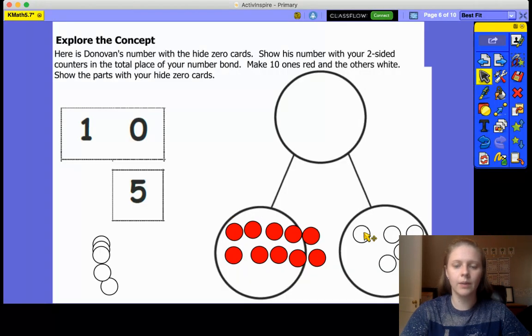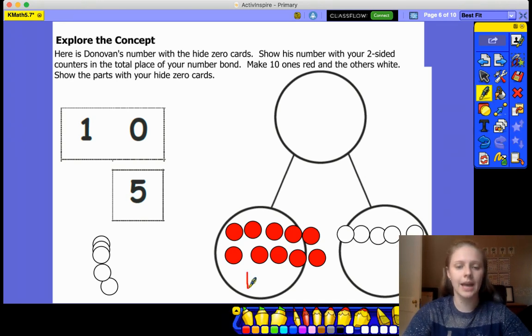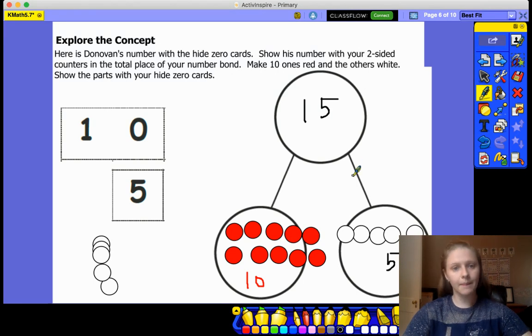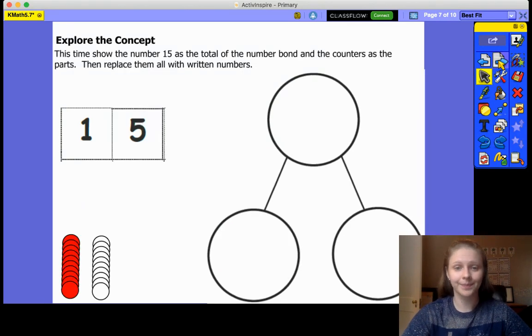All right, so now that we've got our counters to match our problem, we're going to write our numbers inside our number bond. So write the number 10 for one part, the number 5 for the other part. And this is just like our hide zero cards, and it helps us to break down big teen numbers. You just did a number bond for the number 15. That's awesome, friends. 10, 5 makes 15.